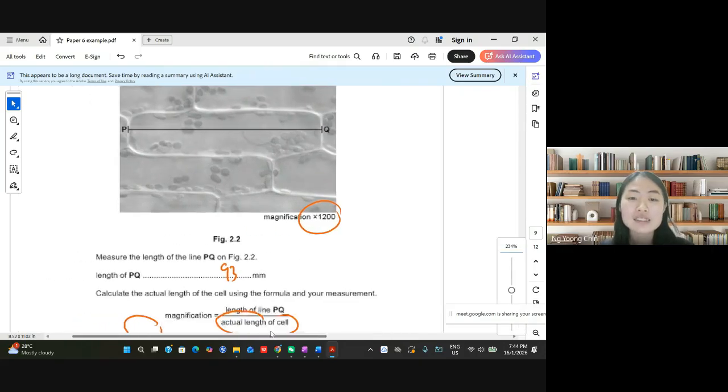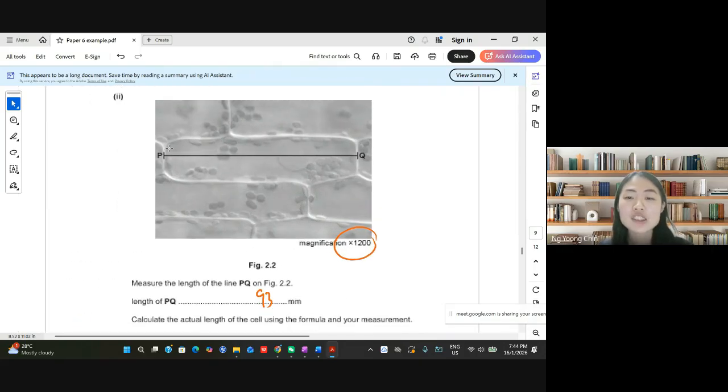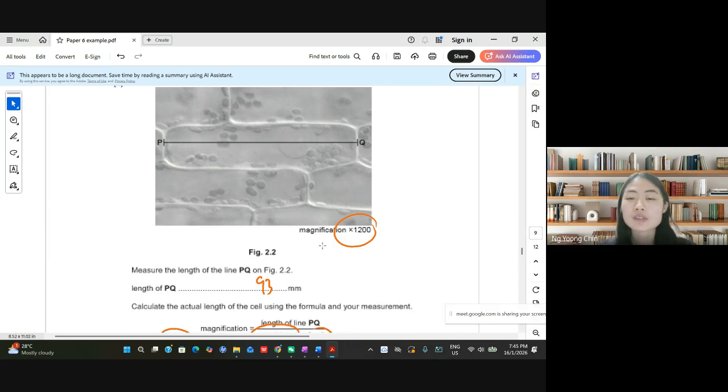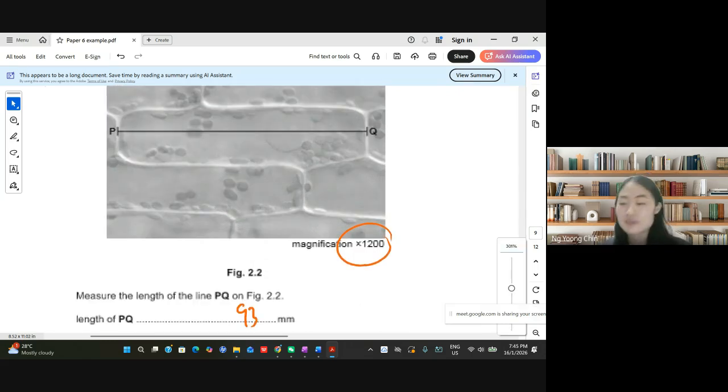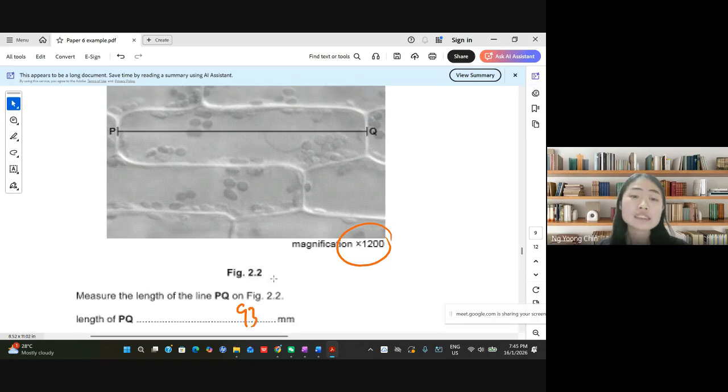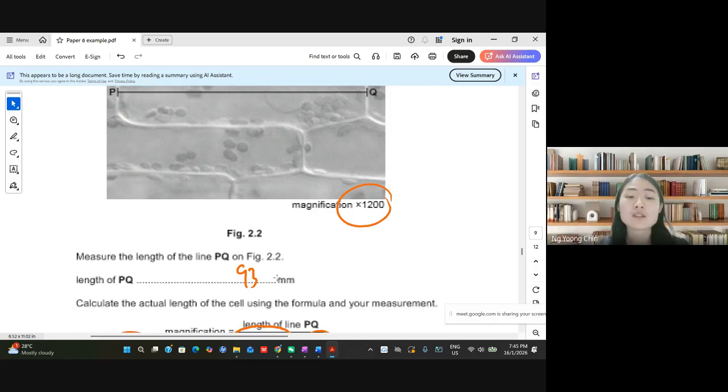Okay, and then this one. Measure the length. So this is another question. In this question, they already give you the multiplication, which is times 1,200. And then measure the length of line PQ. So usually you use a ruler. Okay, so use a ruler, you measure, and you get 93 millimeter.